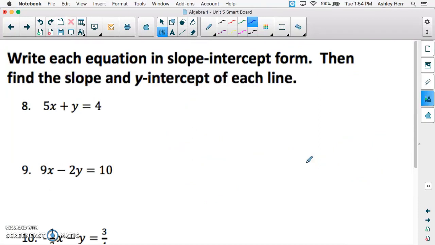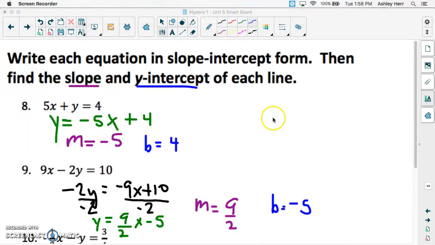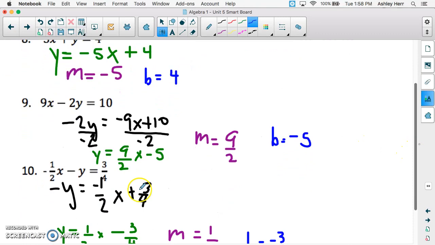Okay, the last set of problems. Here you need to write each equation in slope-intercept form, then find the slope and y-intercept for each line. So what you do here is solve for y for each problem, and then put it in slope-intercept form. Go ahead and try to do these now. For number 8, when you solve for y, you get y equals negative 5x plus 4, where your slope is negative 5 and your y-intercept is 4. Number 9, when you solve, you get y equals negative 9/2x minus 5. Slope is negative 9/2. Y-intercept is negative 5.